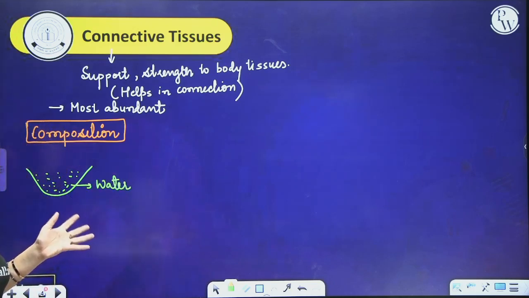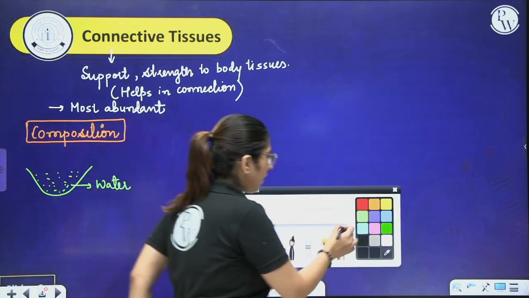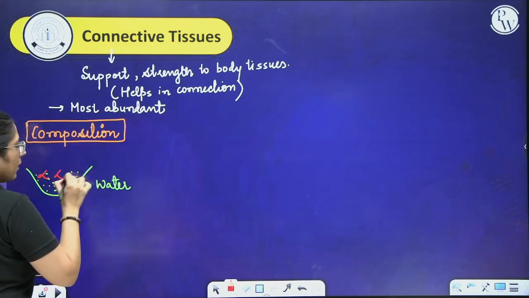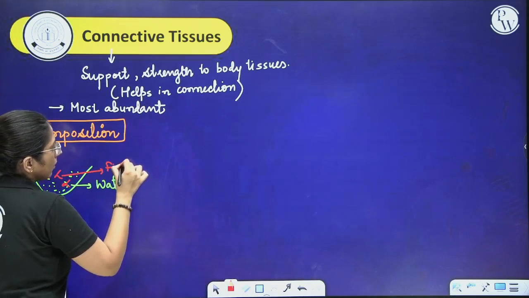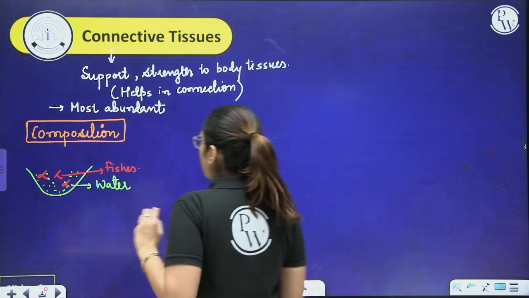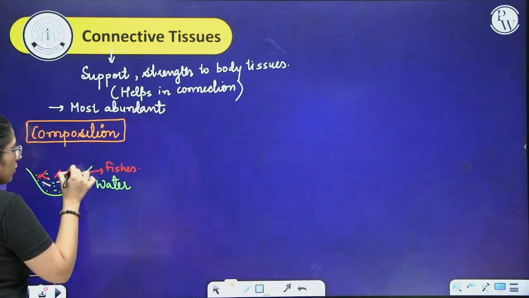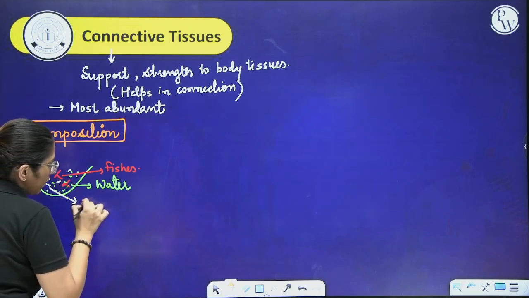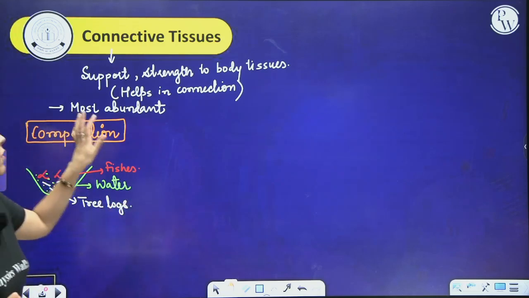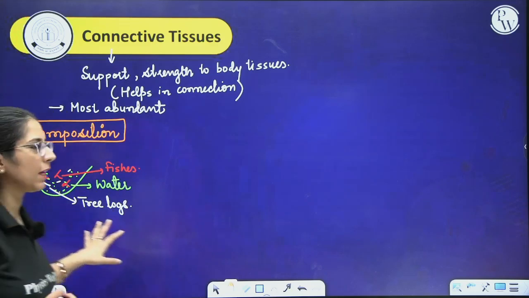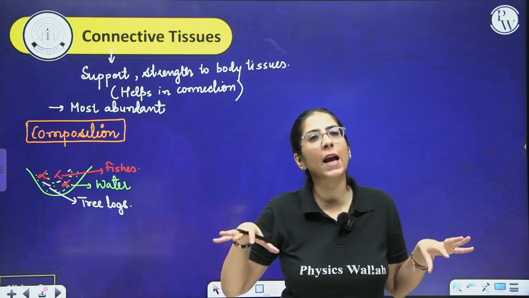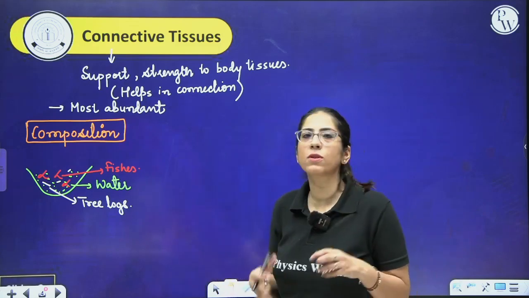Now, here in the sea, you will find some fishes. So these are the fishes present. Similarly, you will find here some tree logs also. Some logs, some fiber-like things are present. Let's say tree logs. Similarly, when we talk about the connective tissue composition, it is the same. Fishes means some cells will be present. Some water or a liquid substance is present. Some matrix is present. Also, some fibers are present.